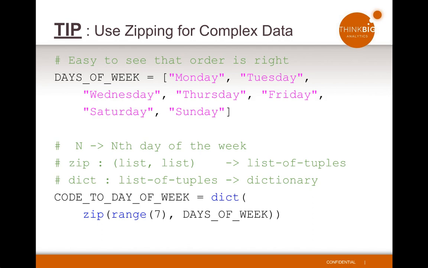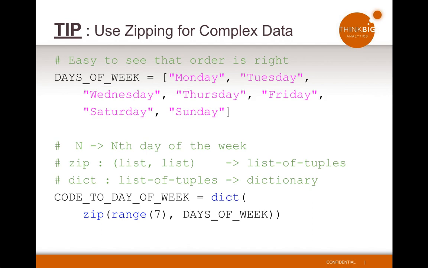The next tip is to use something called zipping. There's a very innocuous function in Python called zip. And what it does is it takes in two lists and matches off the elements to give you one list of tuples. What I'm showing you here is a very simple example of using zip. I'm about to get to a much more interesting one.